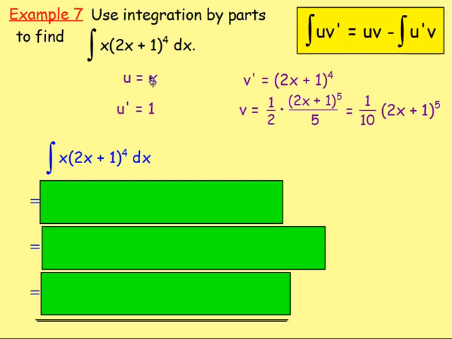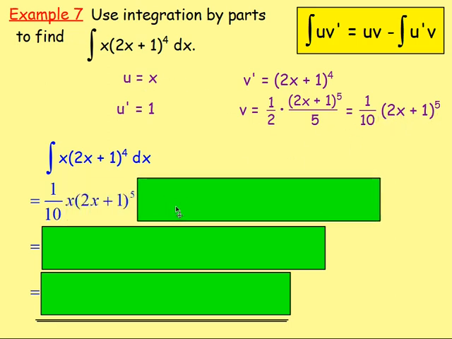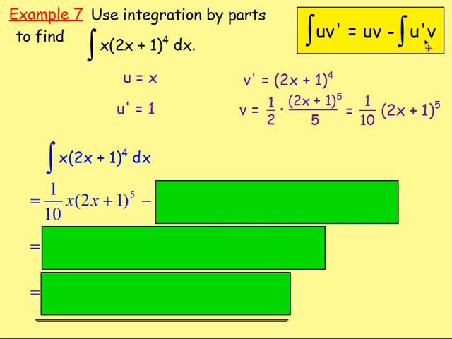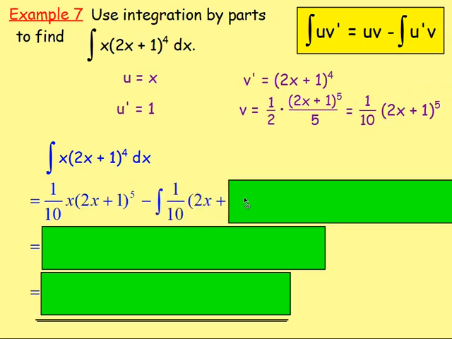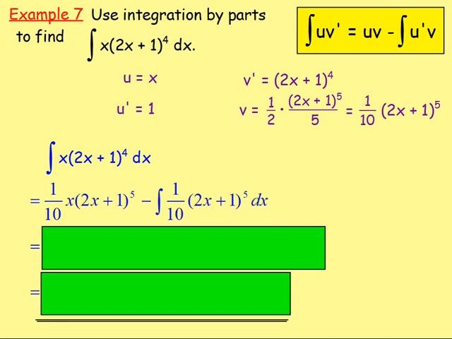So u times v will be x times this part down here. So we'll have 1/10, putting the number first, then putting the x, and then putting this 2x plus 1 to the power of 5. I am taking away the integral of u dash times v, and u dash is 1, so it'll be 1 times a tenth, 2x plus 1 to the power of 5. So 1/10, 2x plus 1 to the power of 5 dx.